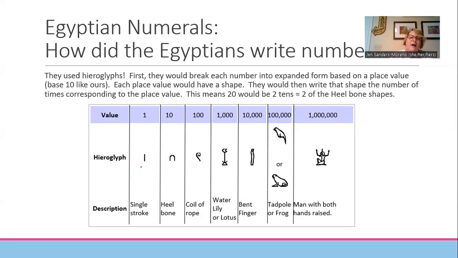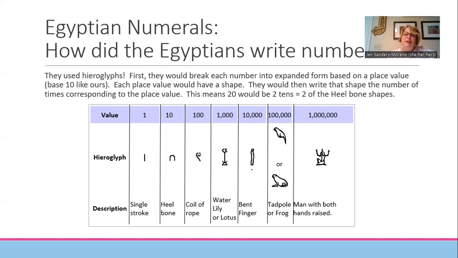So here we've got the 1 uses the symbol of a stick or a single stroke. The tens, it looks like an upside down horseshoe, but it's called a heel bone. Hundreds, called a coil of rope. To me, I just call it a swirl. The thousands is a water lily or lotus, but I always call it Pac-Man on a stick because that's what it looks like to me.